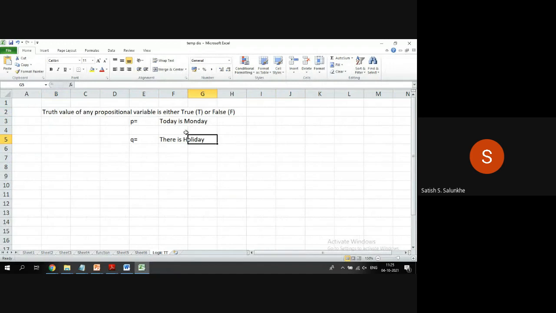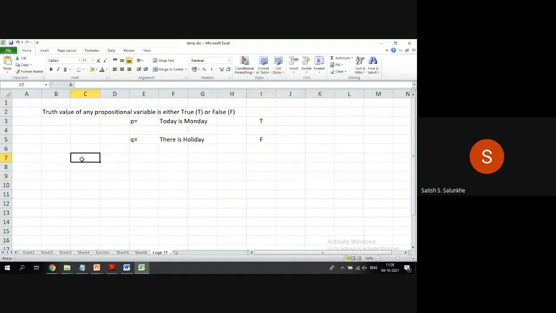So can you tell me what is the truth value of P at this time, for the time being? What is the truth value of P? Yeah, someone quickly tell me. True. That is true, yes. What is the truth value of Q? False. Okay.